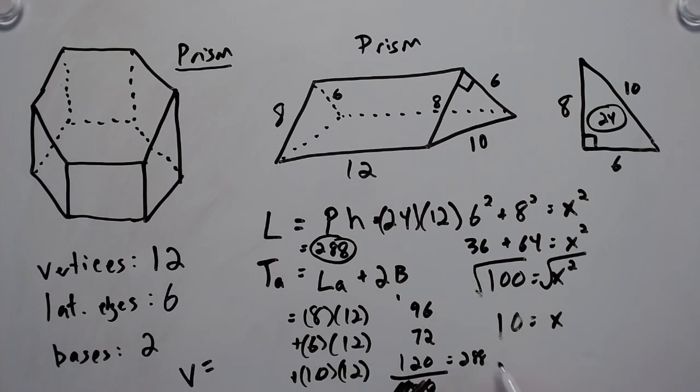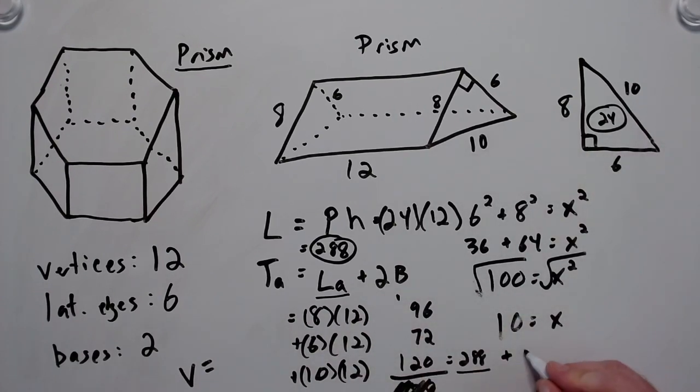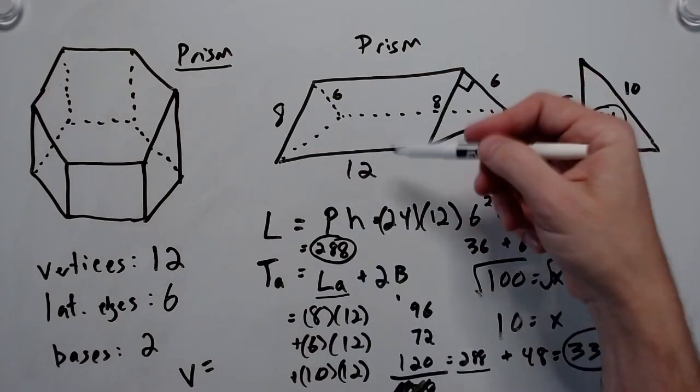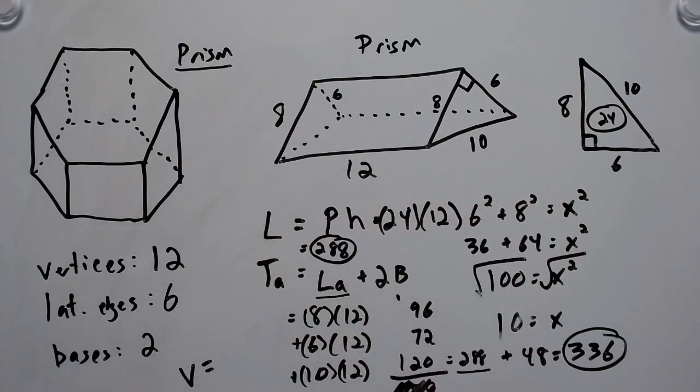So when we're taking this total area, it's the lateral area, 288, plus the two bases. I already forgot. So it's 24 and 48 plus 48. That equals 336. Whew, finally. So the total area, adding up all of the area of all of the lateral sides and the bases, is 336. Whoops, we forgot to find the volume.